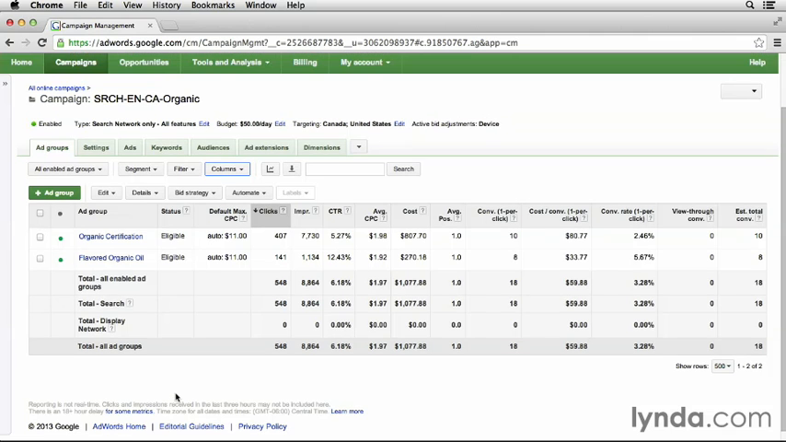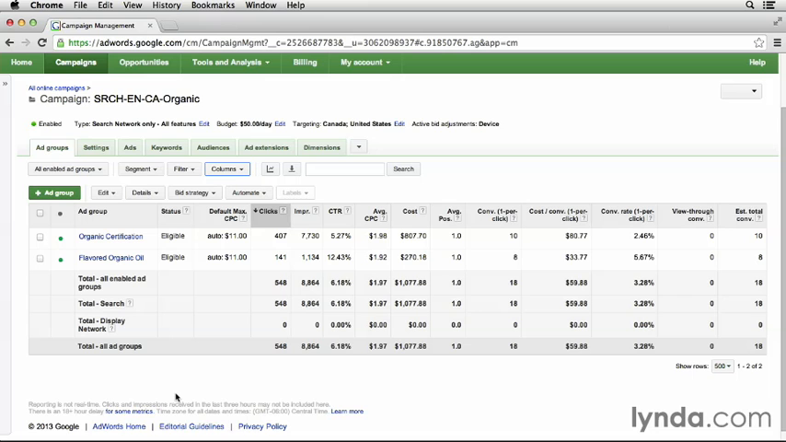So let's have a look. We can see here pretty quickly that our flavored ad group may be getting only about a quarter of the total clicks, but it's accounting for almost half of the conversions. It's got more than double the conversion rate of the organic certification ad group, and most importantly, my cost per conversion is a lot lower.